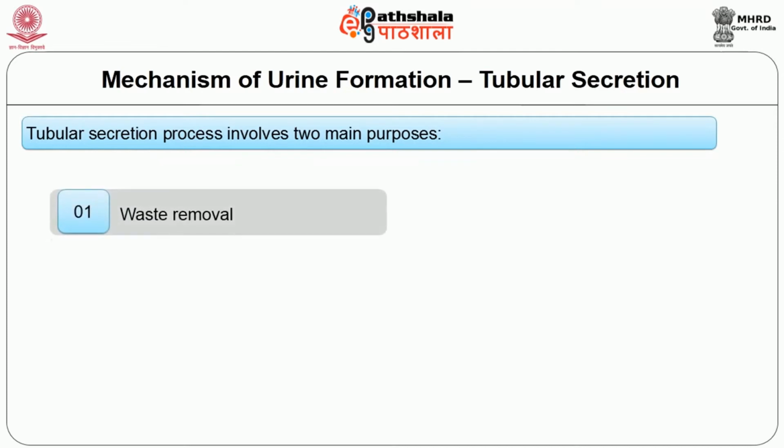One is waste removal. Urea, uric acid, bile acids, ammonia and creatinine are secreted into the renal tubule. Tubular secretion clears the blood of pollutants and drugs as well. One reason why so many drugs must be taken 3 to 4 times per day is to maintain the therapeutically effective drug concentration in the blood to compensate for the rate of clearance through tubular secretion.